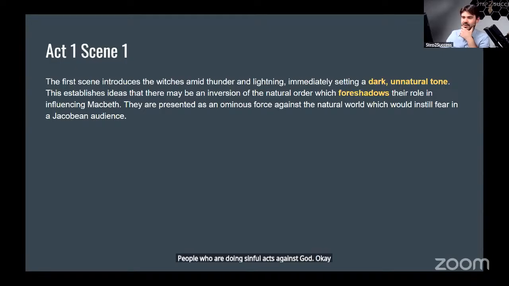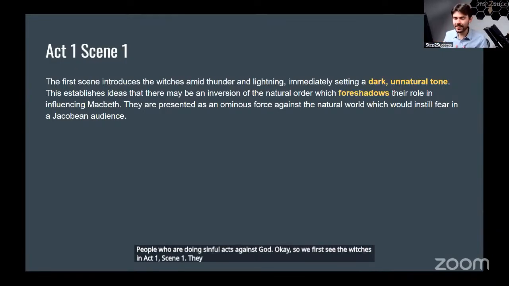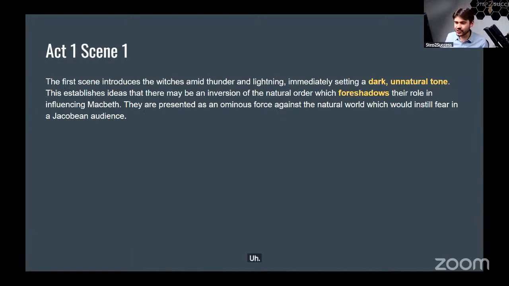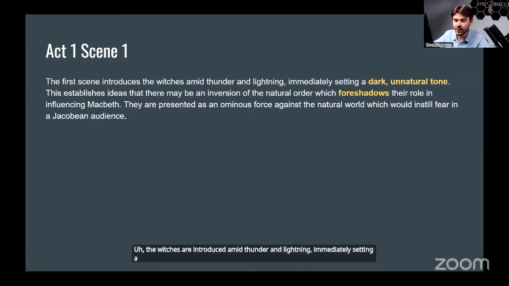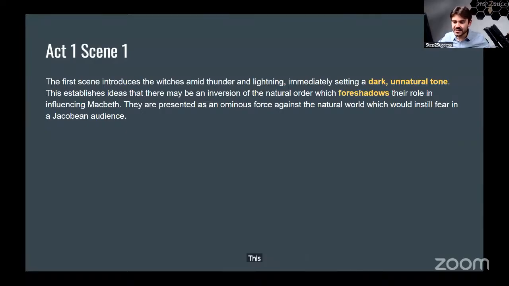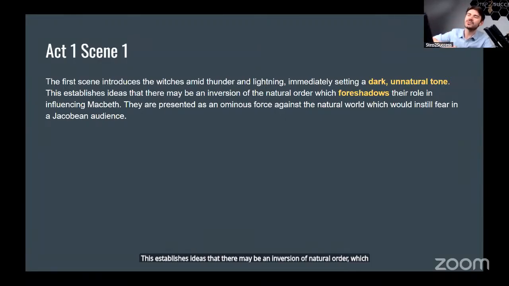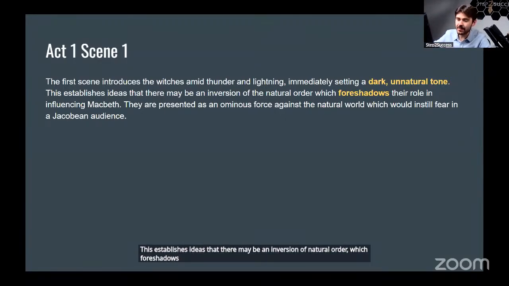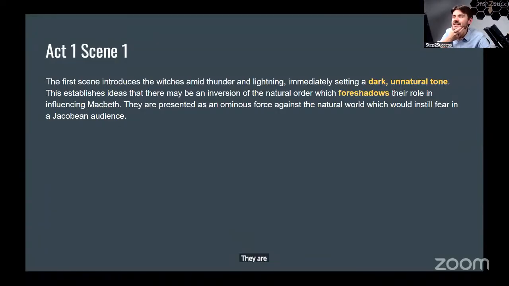Okay, so we first see the witches in Act 1, Scene 1. They literally open the play. The witches are introduced amid thunder and lightning, immediately setting a dark and unnatural tone. This establishes ideas that there may be an inversion of natural order, which foreshadows their role in influencing Macbeth. They are presented as an ominous force against the natural world, which instills fear in a Jacobean audience.